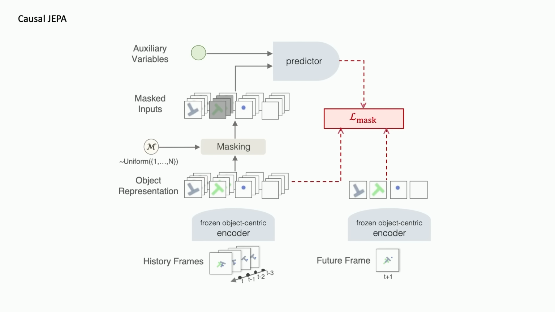So this is the architecture of the causal JEPA. To sum up, you have the history frames, and you put them into the object-centric encoder to get the object representation. Then you select some amount of objects to mask, and you mask them and put them into the predictor, which is a bidirectional transformer with the action, and then you predict every mask token.